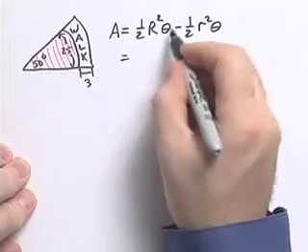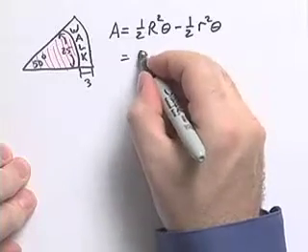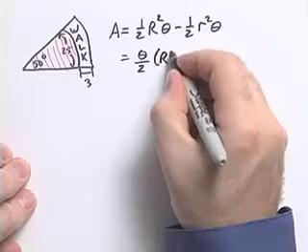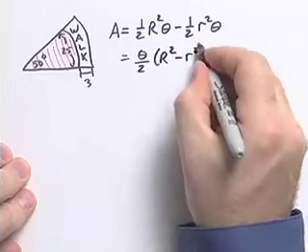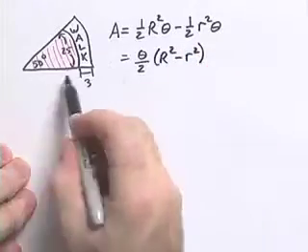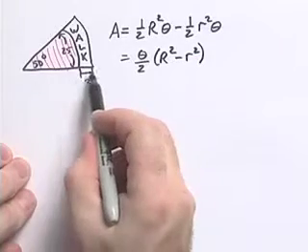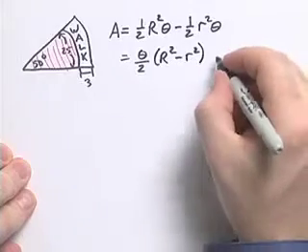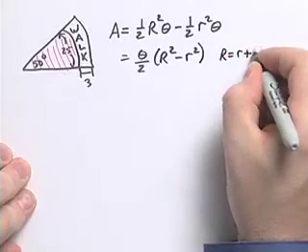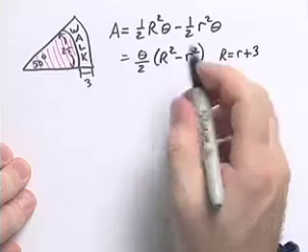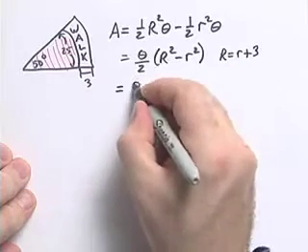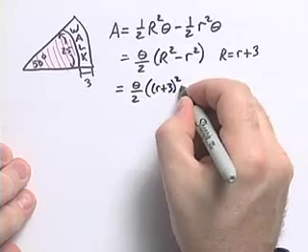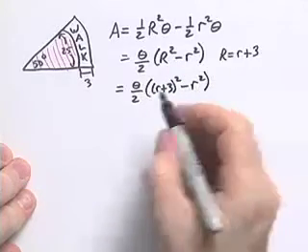We can clean this up by factoring out a theta over 2, because we have a half theta in both of these terms. So we get theta over 2 times big R squared minus little r squared. We see that the larger radius, the radius of the large sector, will be 3 feet longer than the small radius. That is, capital R is equal to little r plus 3. We can substitute that into our equation. We'll get theta over 2 times (little r plus 3) squared minus r squared.